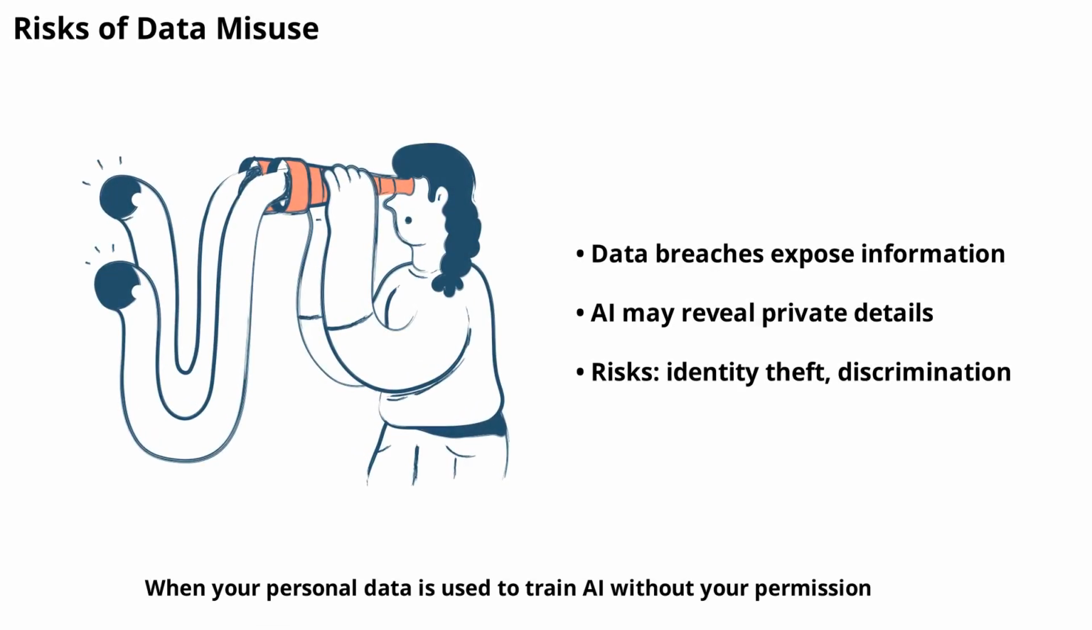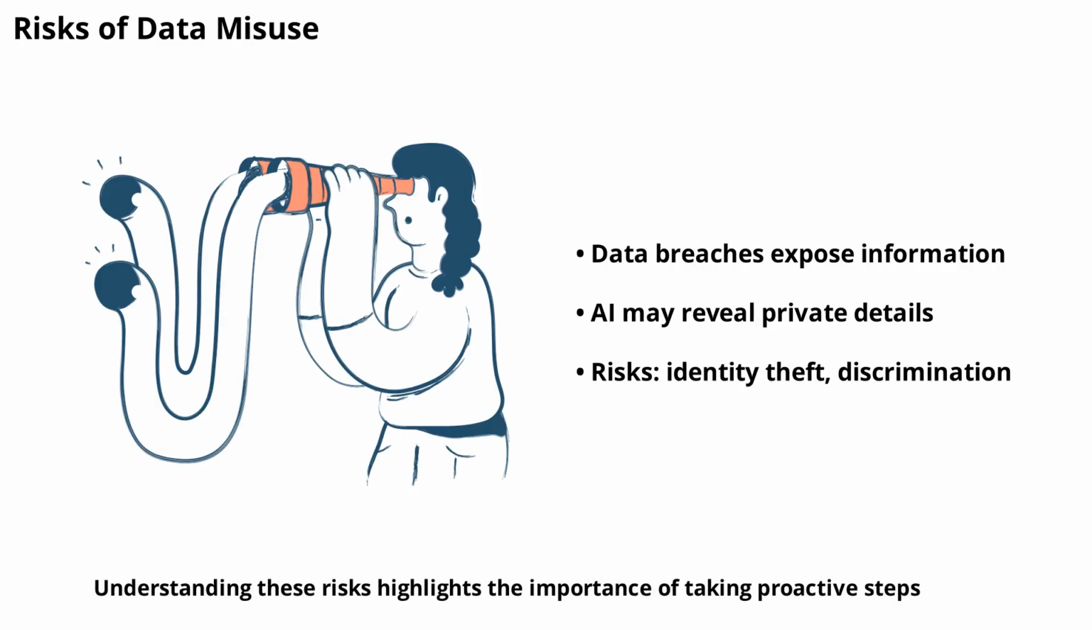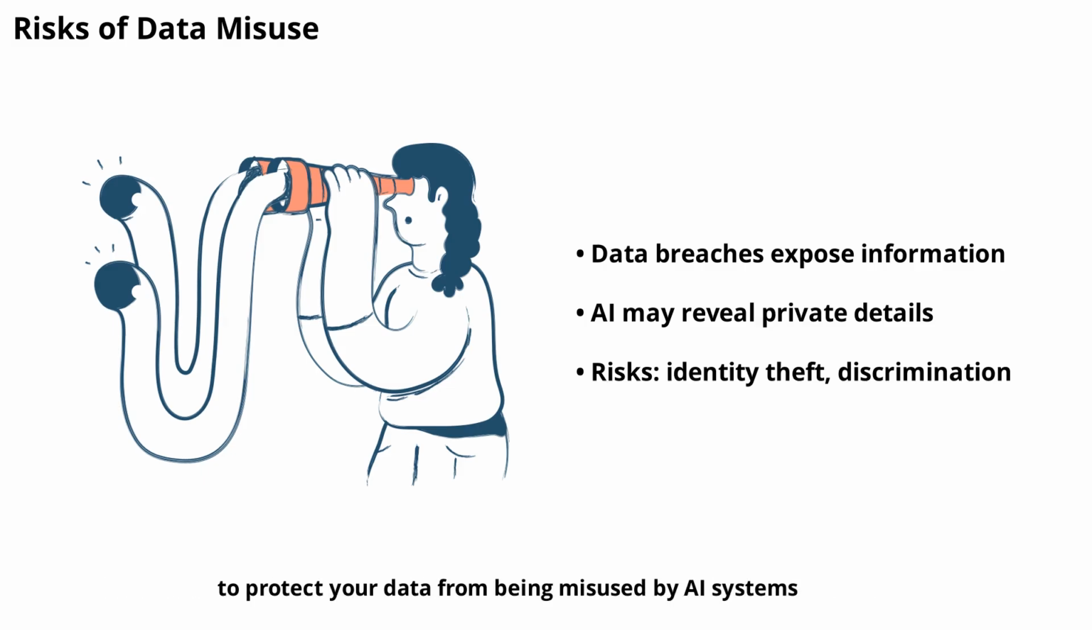When your personal data is used to train AI without your permission, several risks arise. Your information could be exposed in data breaches or used to create detailed profiles about you. In some cases, AI models might inadvertently reveal private details if not properly managed. This can lead to identity theft, targeted advertising, or even discrimination. Understanding these risks highlights the importance of taking proactive steps to protect your data from being misused by AI systems.